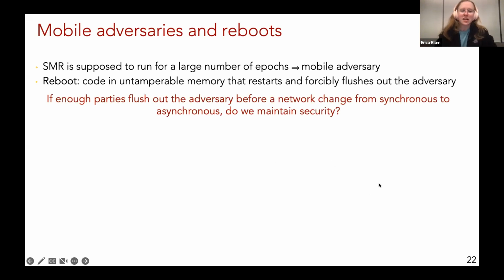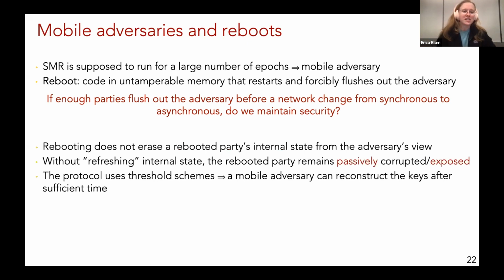So is that enough? Say if enough parties flush out the adversary before a network change from synchronous to asynchronous, does that just give us security? And unfortunately, the answer is no, because rebooting doesn't erase a rebooted party's internal state from the adversary's view. And so without somehow refreshing that internal state, bootstrapping the party who was corrupted back into the protocol, that rebooted party is going to remain passively corrupted or exposed.